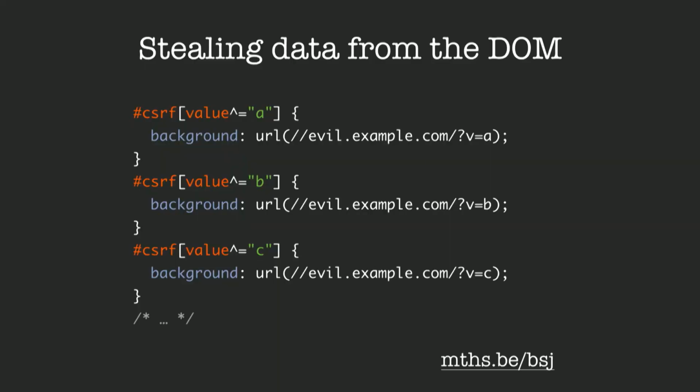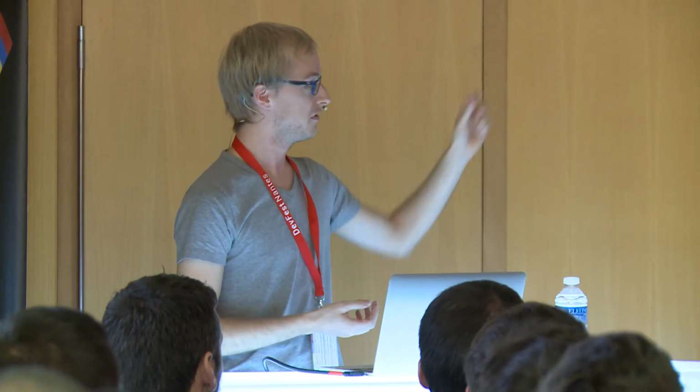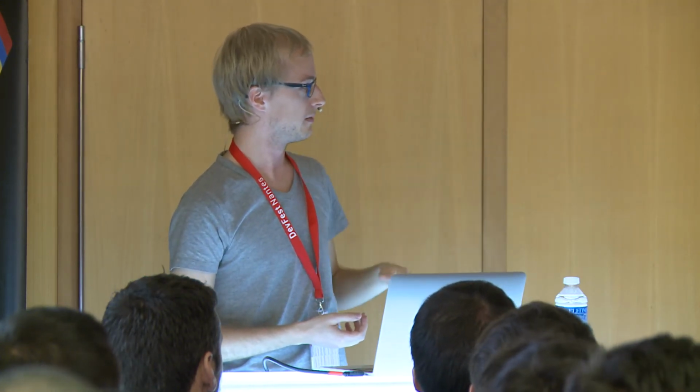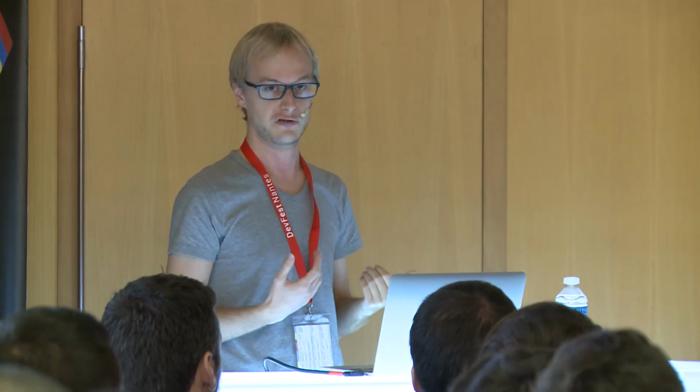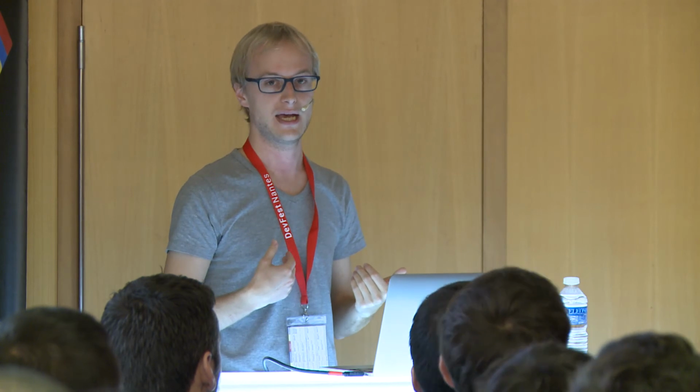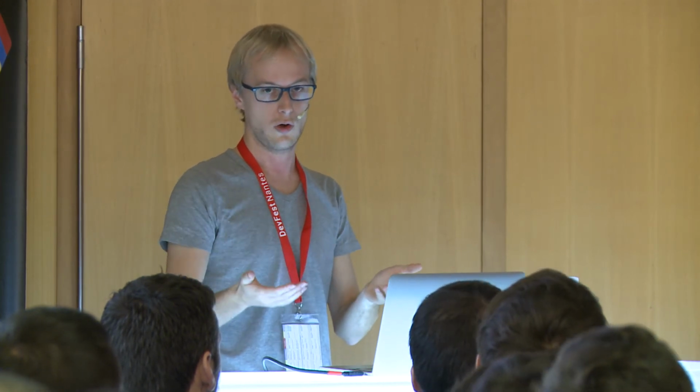So this way, it's trivial to figure out the first character of this attribute value, of this token. You could just brute force it. You could try every possible value, every possible character, until you find the right one. When you find the right one, the matching background image will be loaded from your server, from the hacker server, and as soon as that request is being made, well, you can just check your logs and you know which letter it was.